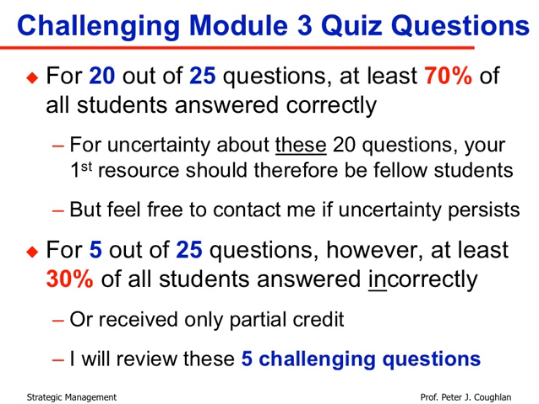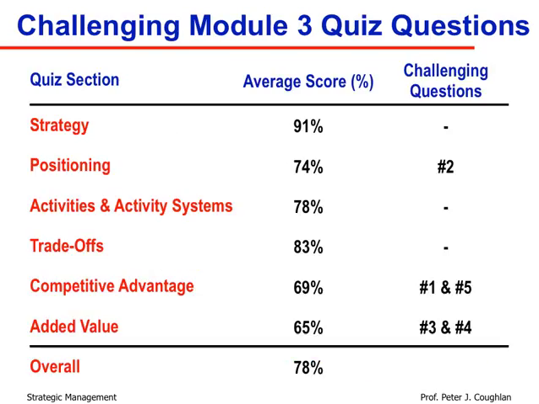This means, of course, that for 5 out of the 25 questions, at least 30% of all students answered incorrectly, but in some cases that means they just received partial credit. So it's not that 30% or more got the question wrong in all cases, but in the cases where partial credit was available, some of these do qualify. It was a matter of not everybody getting full credit. And so I will review those 5 challenging questions in what follows.